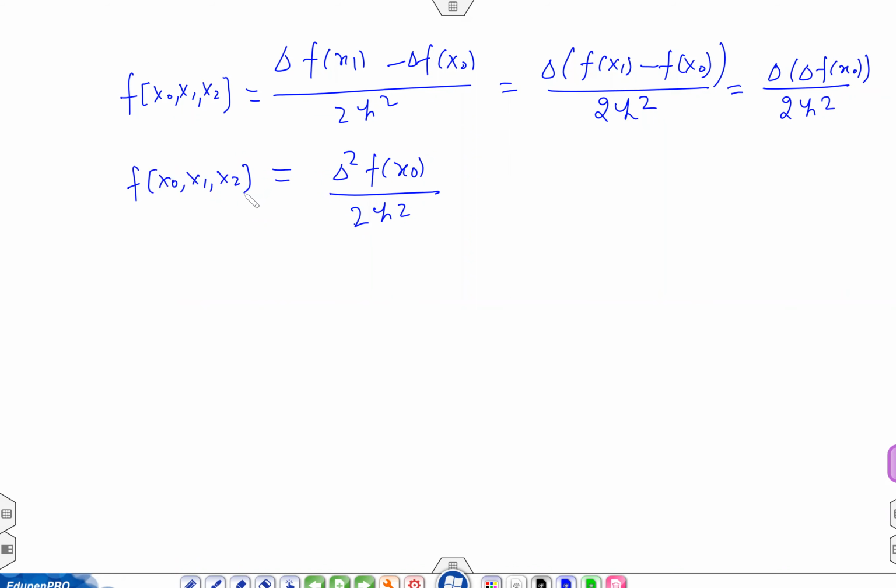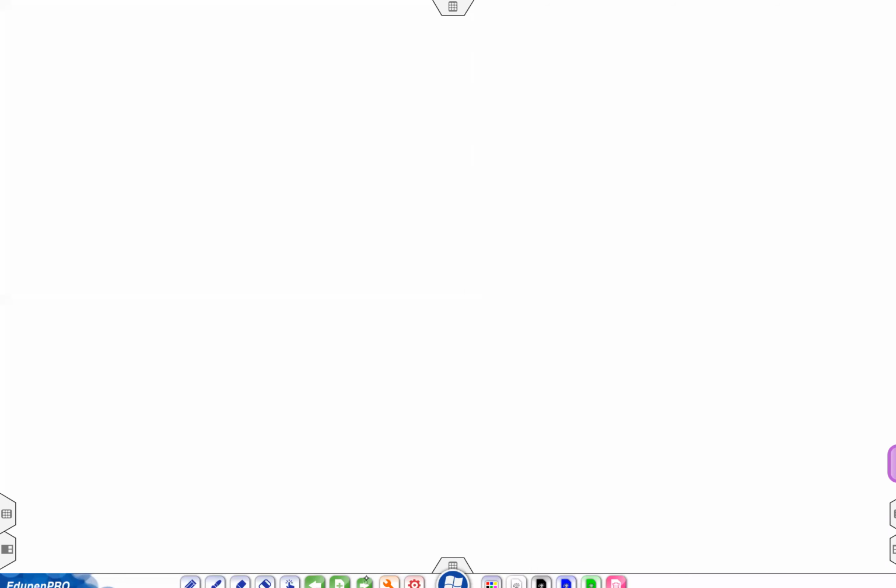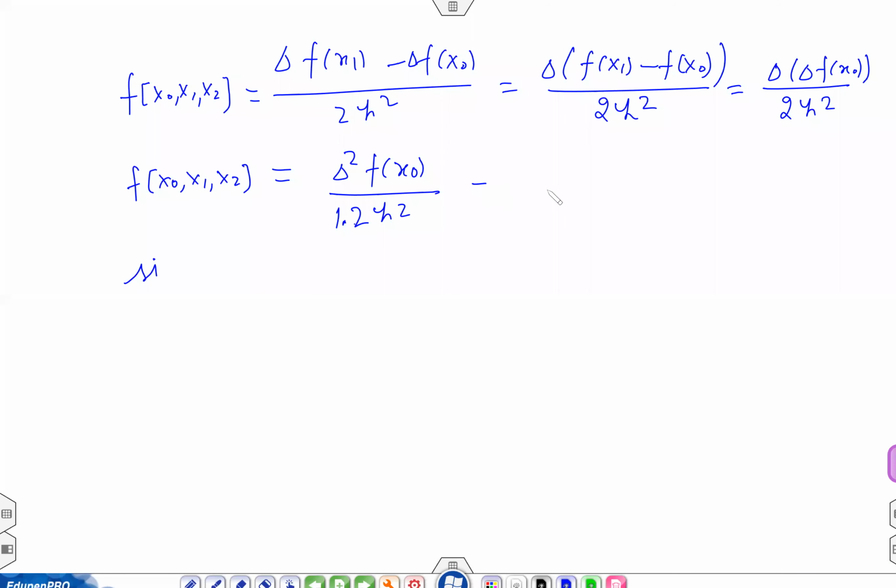Now similarly you can compute, actually this is 2 into 1 generally, actually this 2 you are getting from this difference. Whenever you are computing the second order divided difference, in the third order divided difference you are getting 3h, and from the above value you will get 2h. So it is coming out to be a factorial value. So 1 into 2 we can write as factorial 2 h square del square f x0.